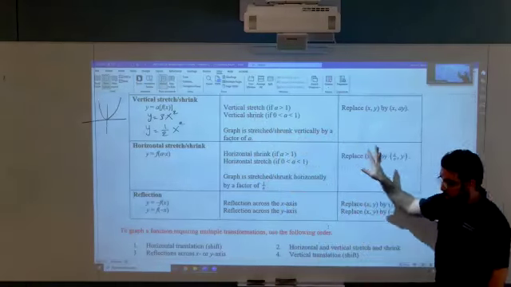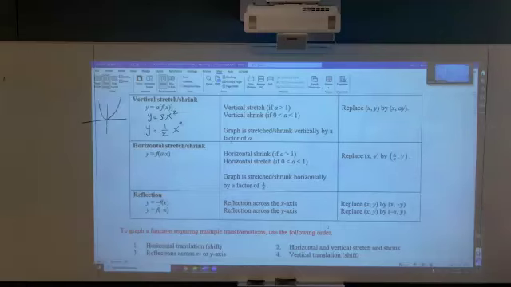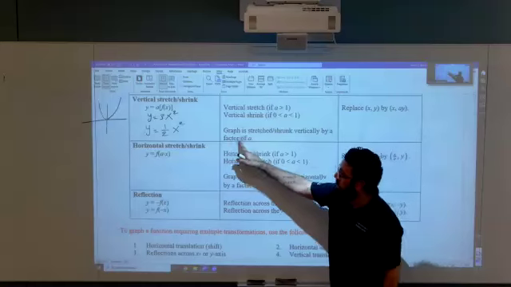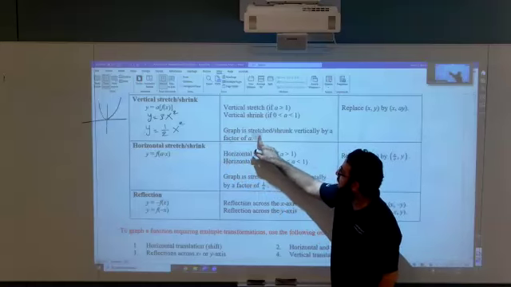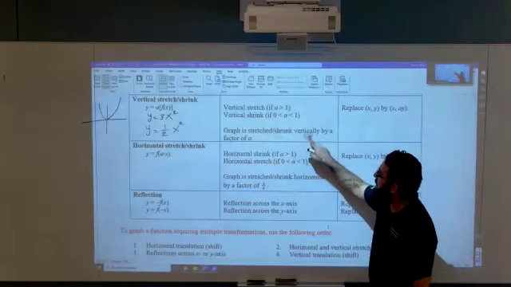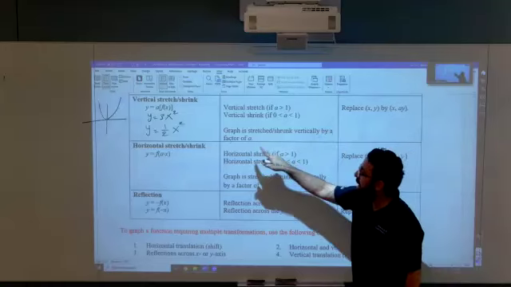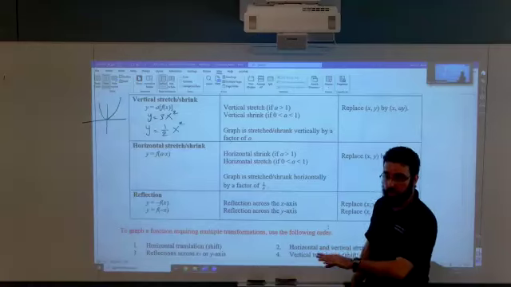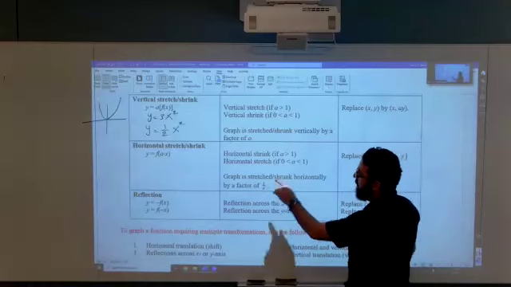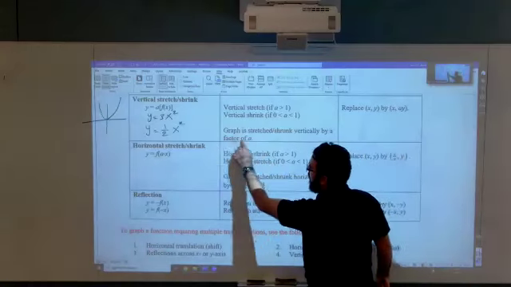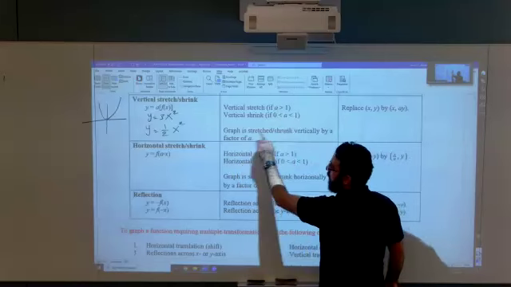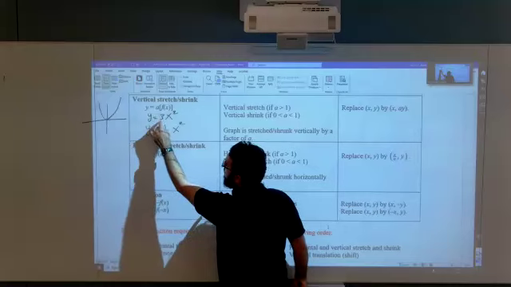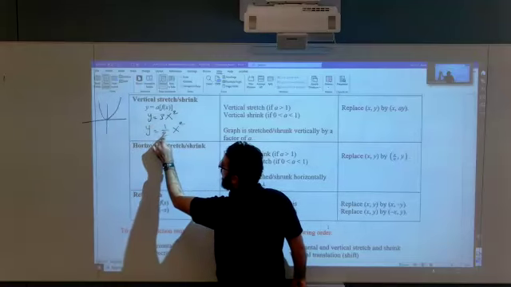Is that okay? I'm going to do an example, but I need to jump to the next one. Check here. This is an important note. The graph is stretched or shrunk vertically by a factor of a. They're going to ask you these questions when you're doing the examples. Factor of a, which is the number here. The factor of a here is 3. What's the factor of a here?